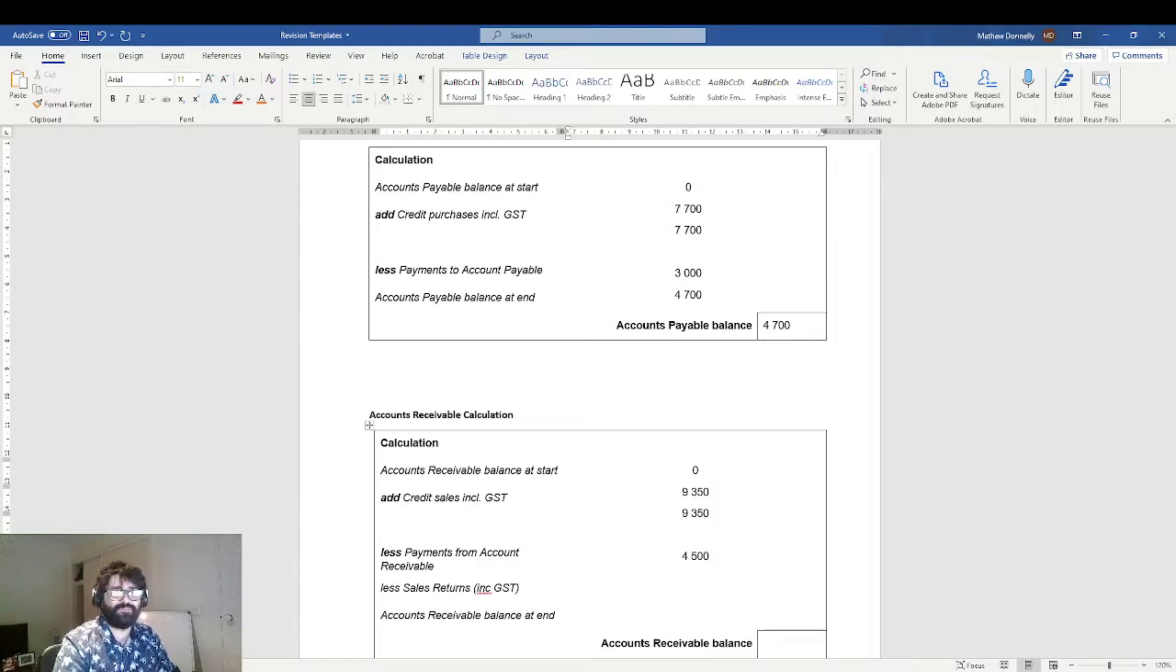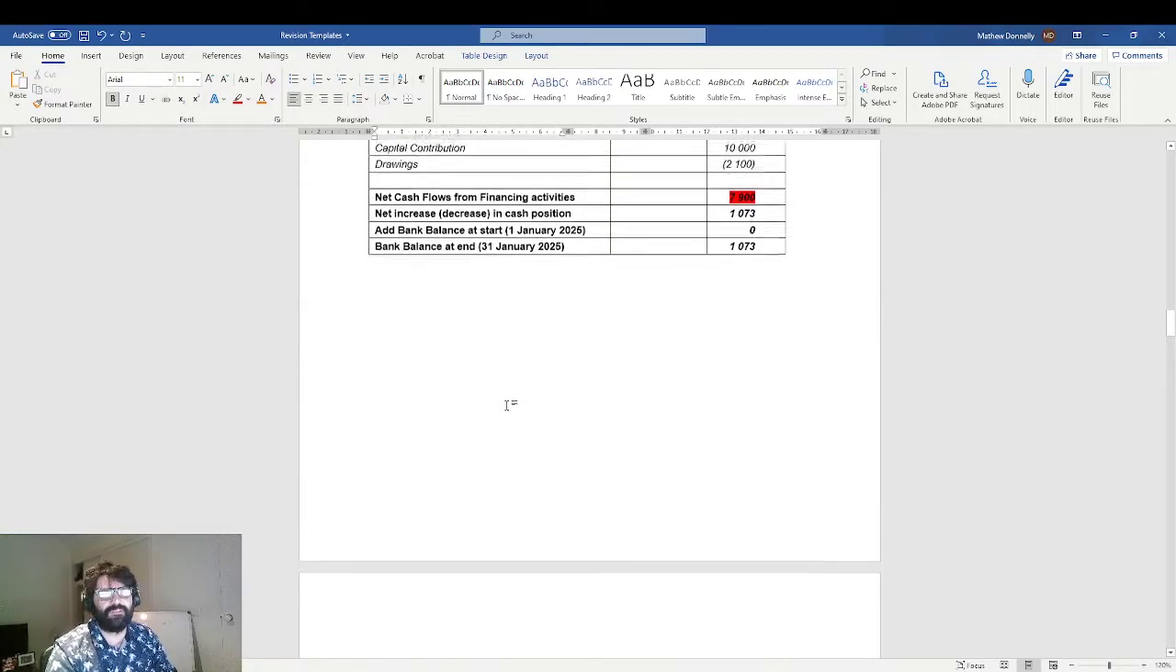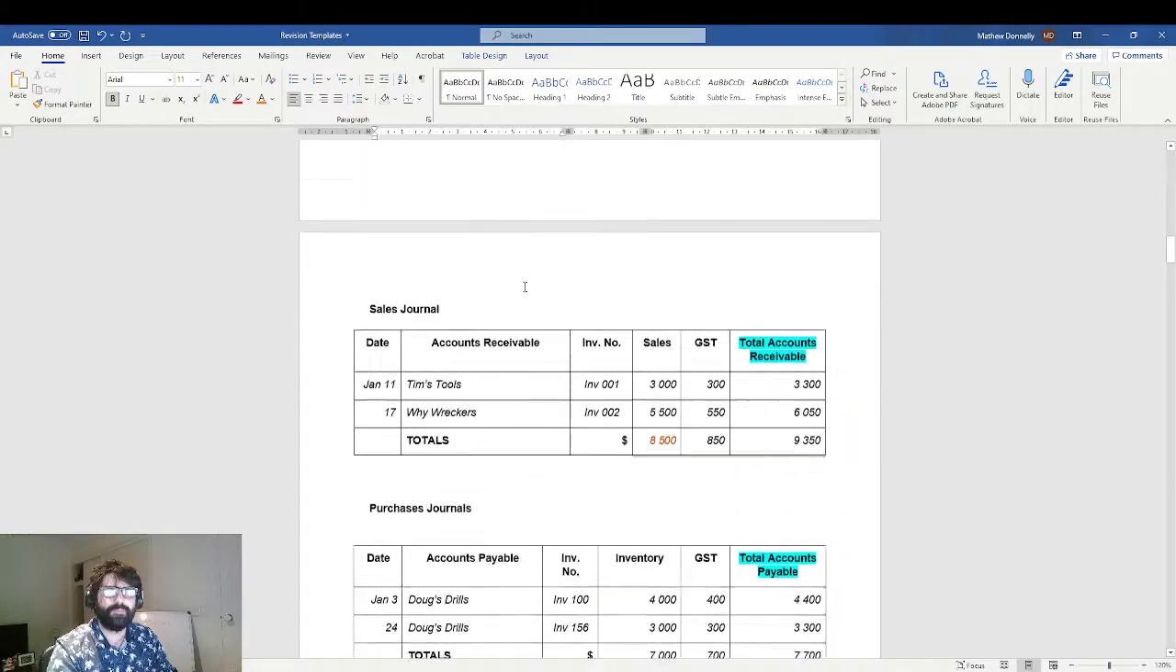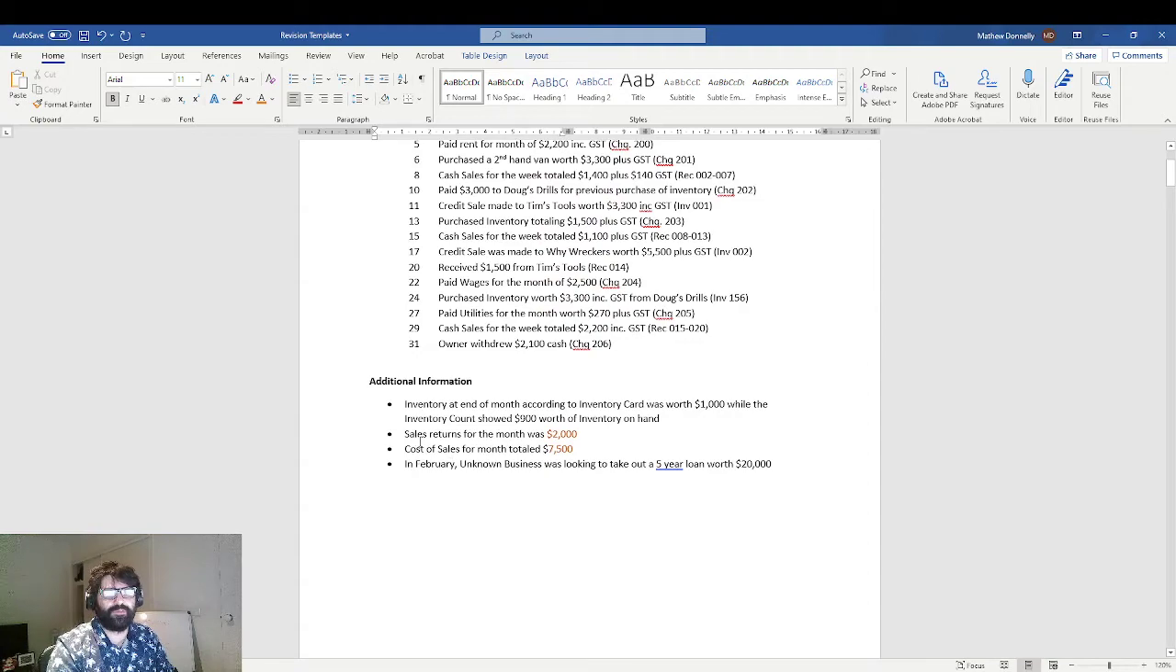Now, if there are sales returns, you need to factor that in as well. Same if there's purchase returns. Purchase returns would go here. Same concept, but no purchase returns means I'm not going to include it. But just make a note, purchase returns will go in the accounts payable. Less sales returns, and we need to include GST. So let's have a look there. If we go all the way up, we see sales returns for the month was $2,000, and that should be included plus GST.